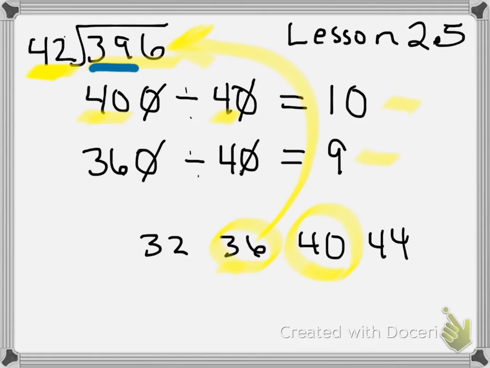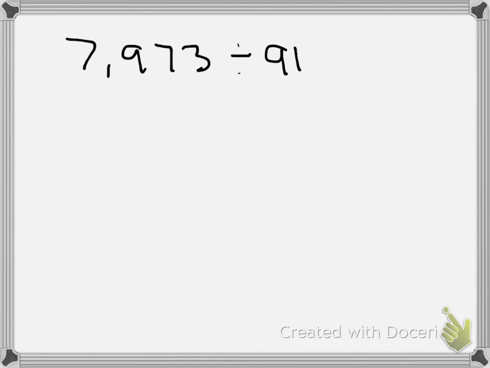Let's do another one. If I have 7,973 divided by 91, I need to round high and I need to round low. First, I look at my divisor and I say, I'm going to round that to 90 because 1 rounds down. So I have a high estimate. Now I look at 7, and 7 can't be divided by 9, so I look at 79. 79, that is close to, and now I start thinking of multiples of 9.